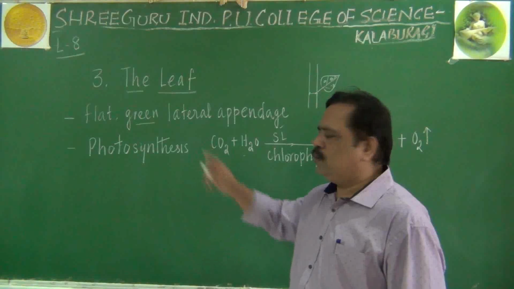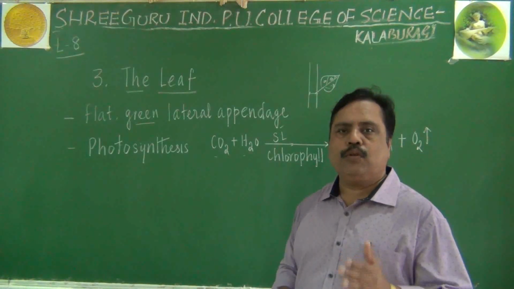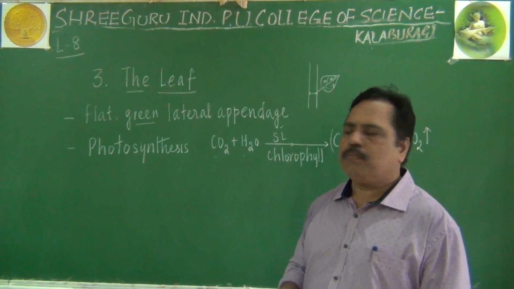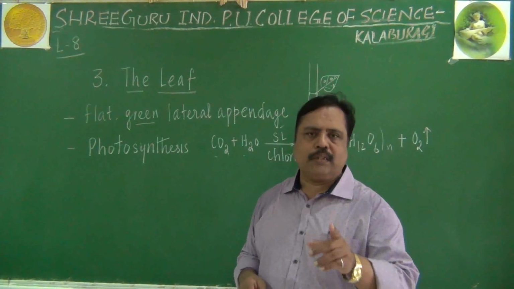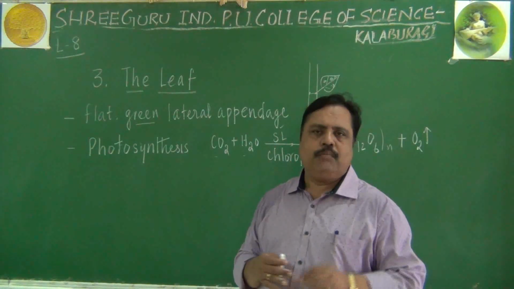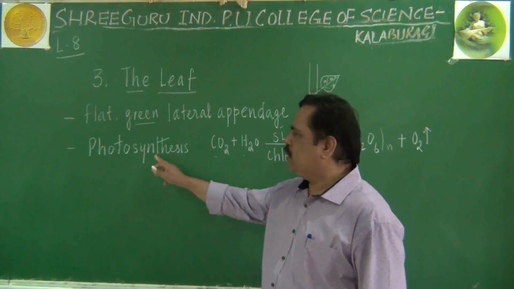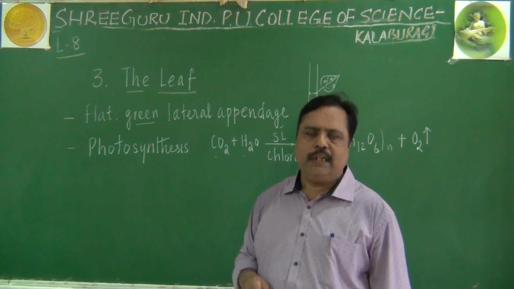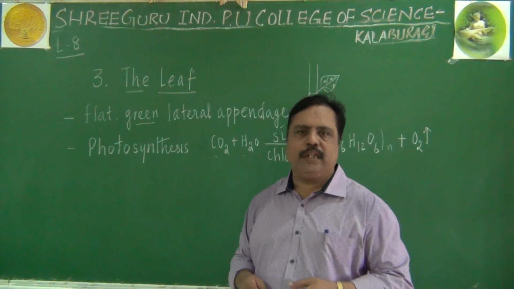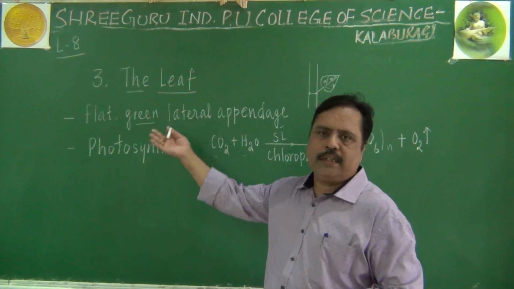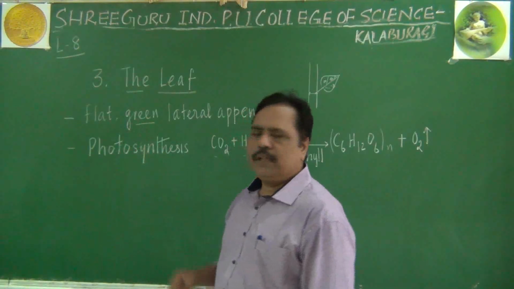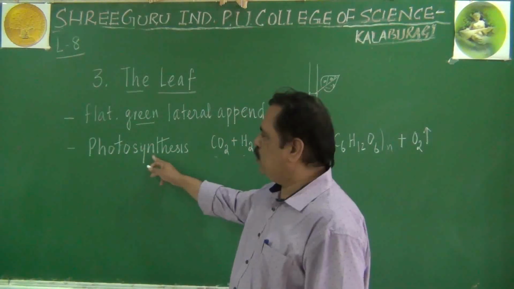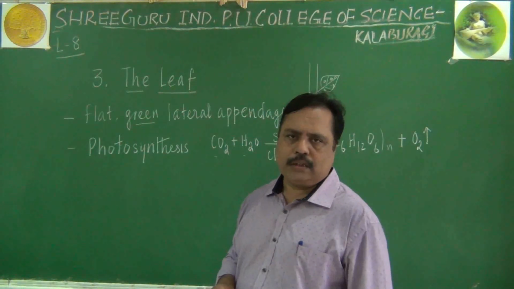So that is photosynthesis. The photosynthetic organ for the plant is nothing but the leaf. So the leaf is the photosynthetic structure. The main function of the leaf is to undergo photosynthesis. There may be some modifications which we will study in the later part. Okay, I told you the definition for leaf and the function of the leaf also.